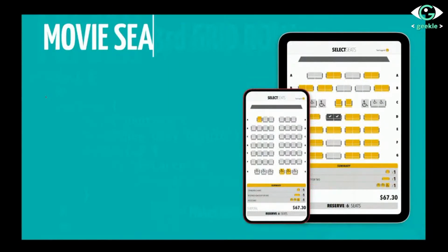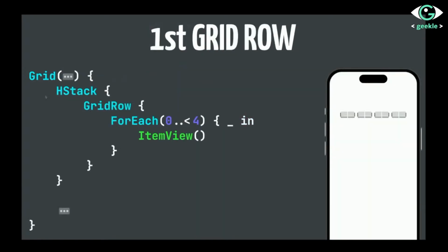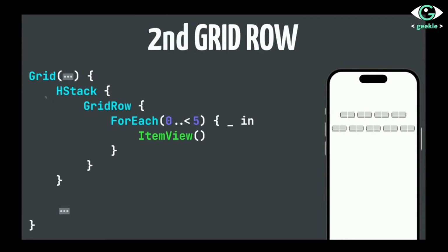And now let's look at our final design. So movie seating. We have a grid row. We're going to add the vertical spacing to 40. And here we just have an H stack where we have 4 items that we need, and we have it created. And this is somewhat minimized, but basically the overall idea is we have a grid row with 4 items. Then we have our second grid row with 5 items.